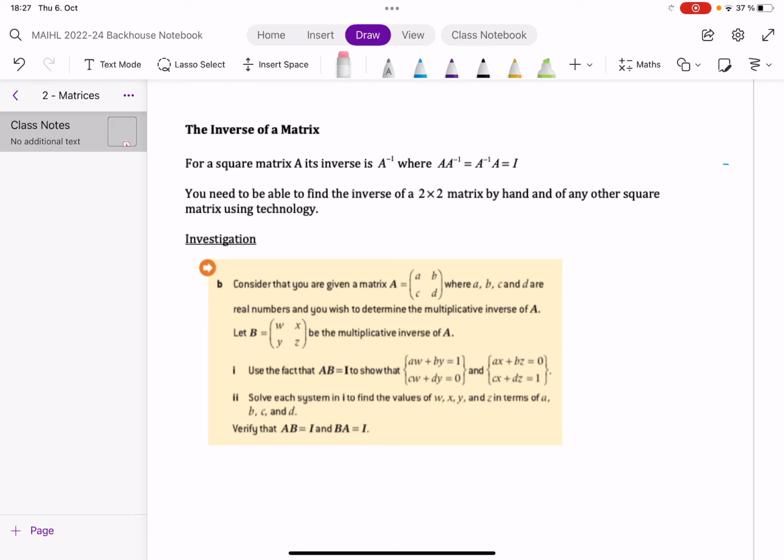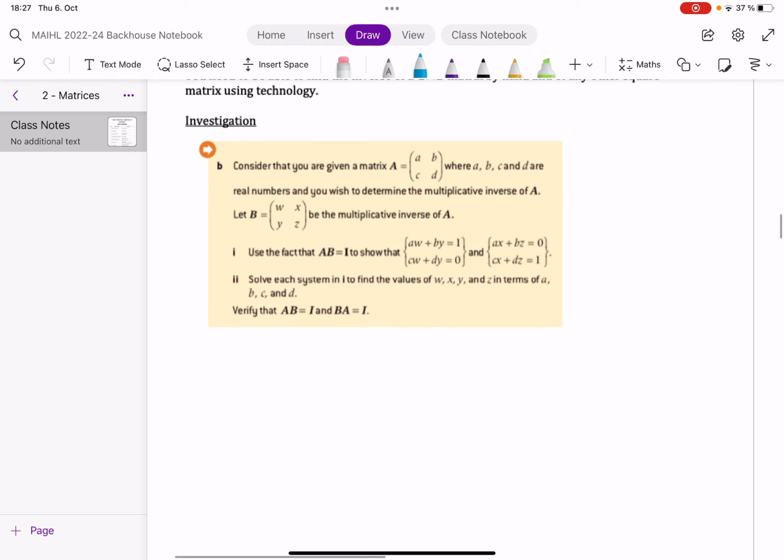This works the same with matrices. So A times its inverse is the identity matrix, and the inverse of a matrix times the matrix itself is also the identity matrix. You need to be able to find the inverse of a 2x2 matrix by hand. You will not be required to find any larger matrices' inverses by hand. You can always use your calculator for that.